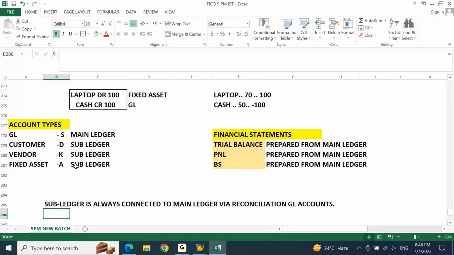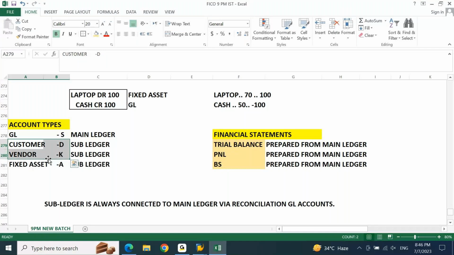Because we understood financial statements are prepared from the main ledger, correct? So for you to prepare the financial statement, you need to make sure GL account balances are taken. If I am taking only the GL account balances, considering the four account types here, what about my customer balances, vendor balance, fixed asset balance? The system will have to take your customer, vendor, fixed asset balance also inside the GL account. How is the system going to take them? It is going to take them based on the reconciliation GL account.